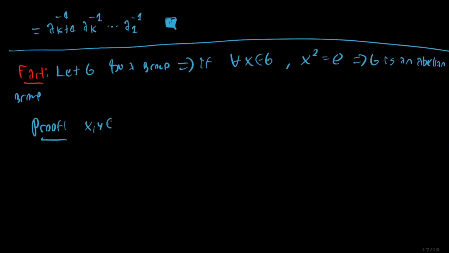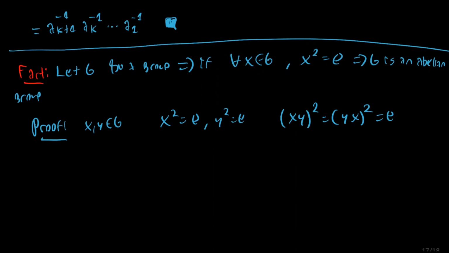So let's suppose that x and y are elements of G. Then we know that all elements have order 2. So as a consequence, x squared is equal to the identity, y squared is equal to the identity, but also, of course, by the closure of the multiplication, xy and yx will be elements of G. And they will also have to be equal to the identity when squared. So they have order 2. This is the first observation.